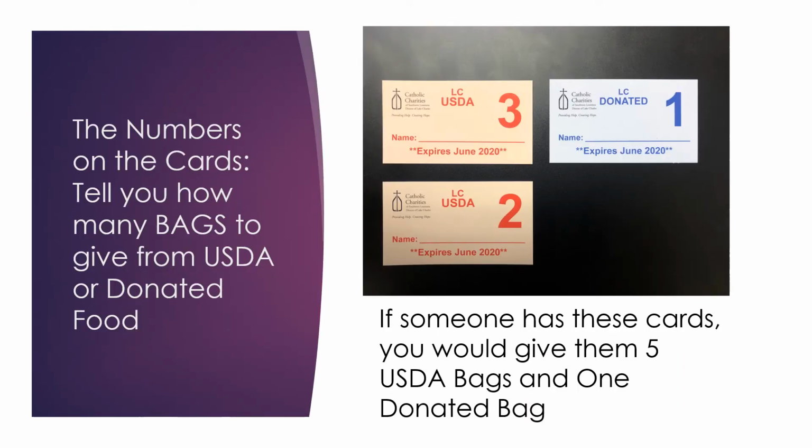The next thing to know is about the numbers on the cards. So you can see in this picture the number 3, 2, and 1. So if someone has these cards, you would give them 5 USDA bags and 1 donated bag. So the number indicates how many bags come from those boxes that we saw just a minute ago. So again, you would give 5 USDA bags and 1 donated bag.